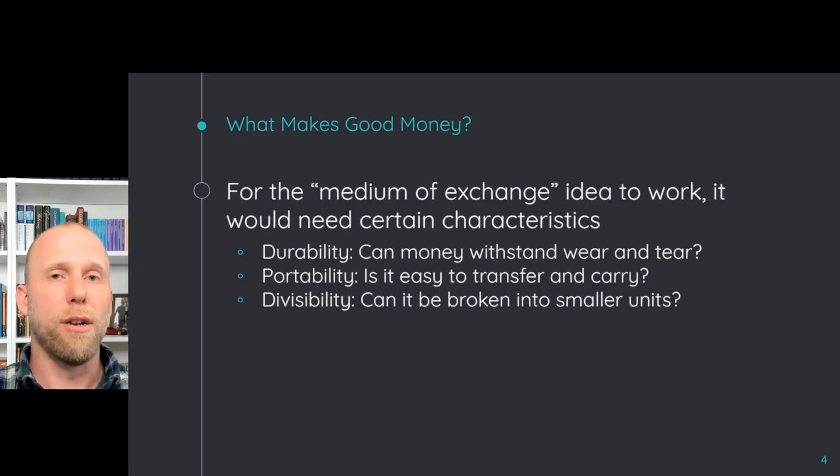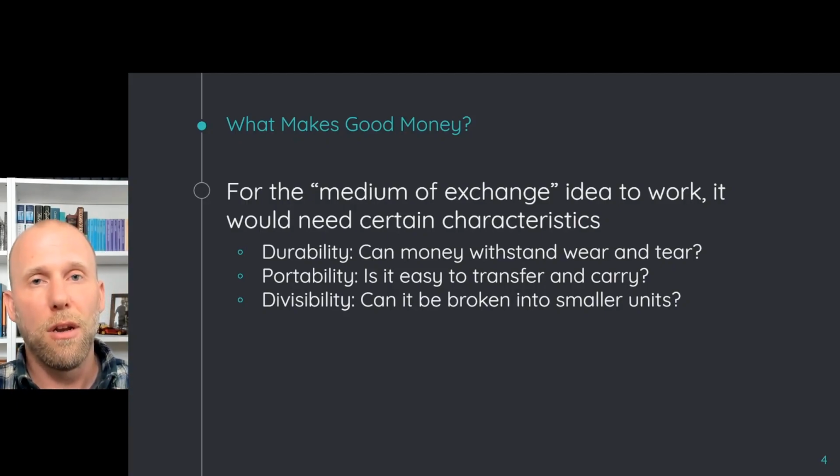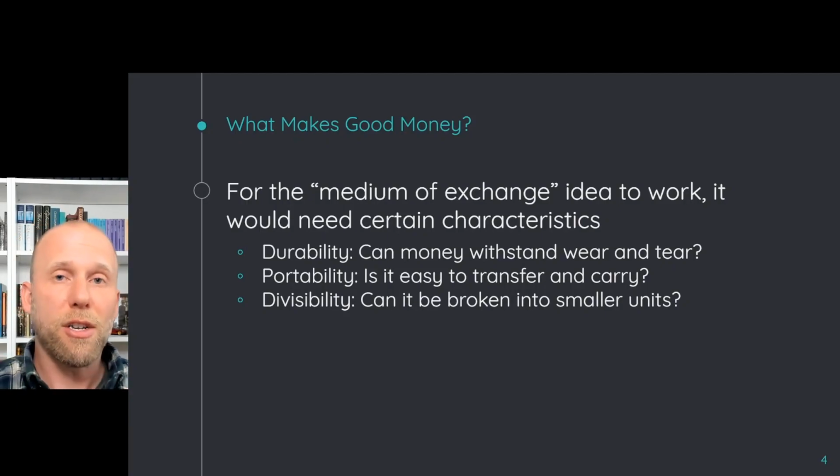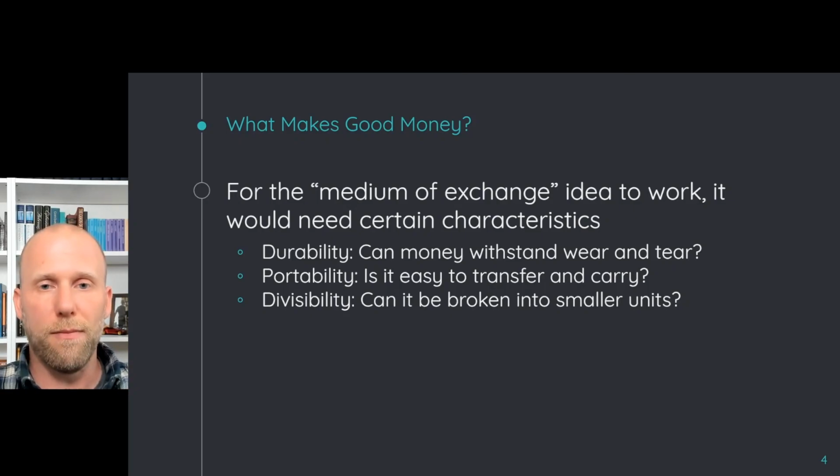Divisibility: can be broken into smaller units, because you need this portable, durable money to be able to go buy a hatchet or be able to go buy a team of oxen, right? And those things vary greatly in value. So you still need small portable units that vary in value.